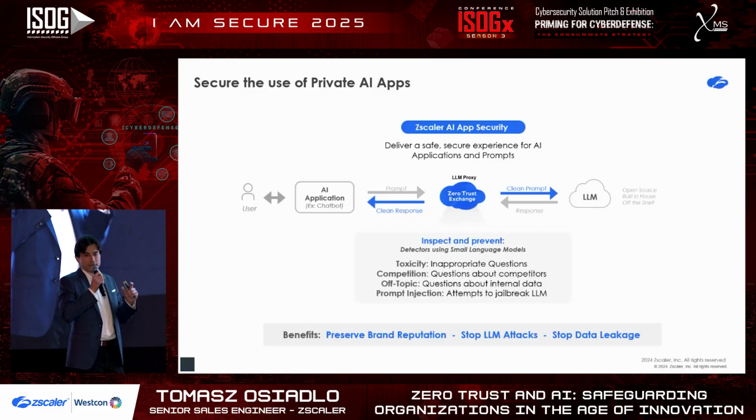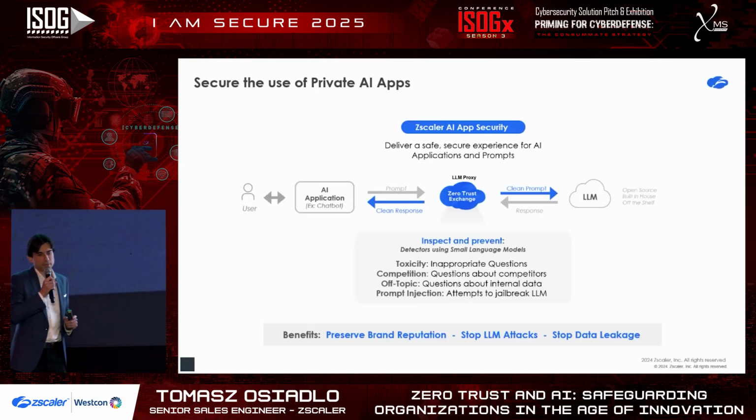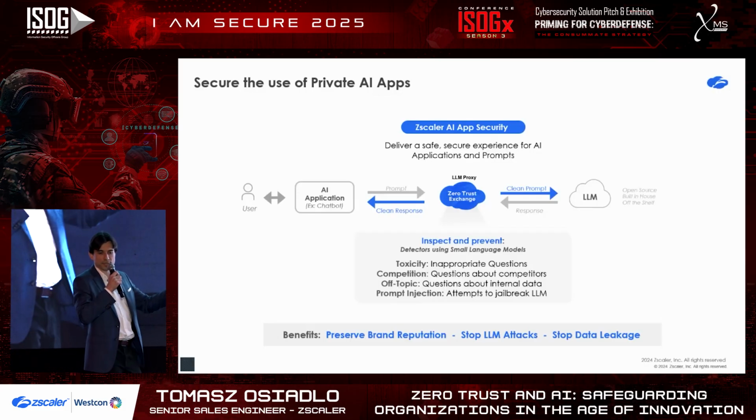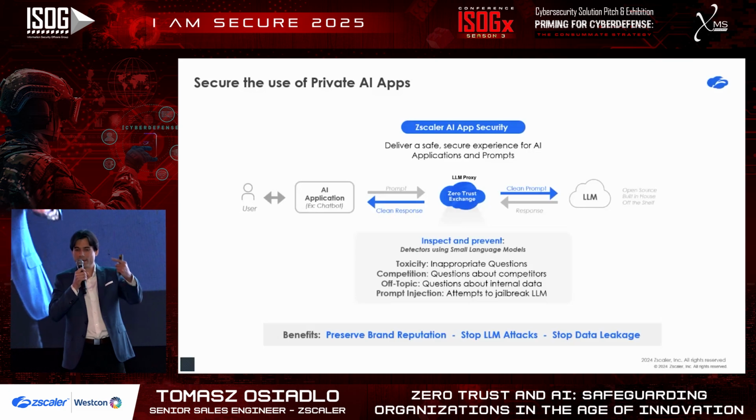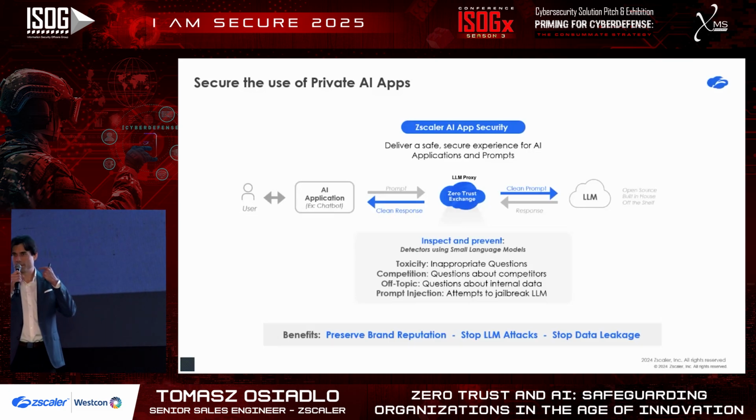So the way we can secure that, we have an LLM proxy that sits between the user application and the LLM engine, and we can sanitize prompts on the way in to prevent jailbreaking and inappropriate questions. And then on the way out, we can prevent sensitive data going to the end user, okay?